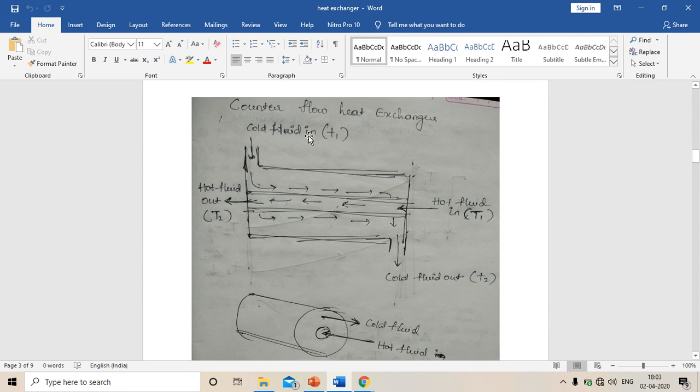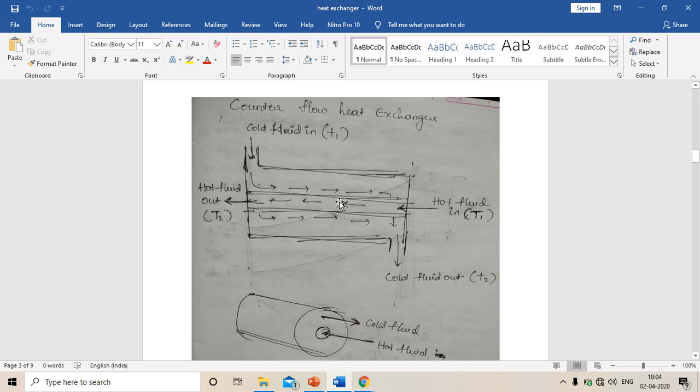One more heat exchanger is the counterflow heat exchanger. Here you can see the cold fluid enters from left side to right side, and the hot fluid flows from right to left. So the direction of flow is opposite in this counterflow heat exchanger. Cold fluid flows in one direction, and in the opposite direction there is a hot fluid flow.